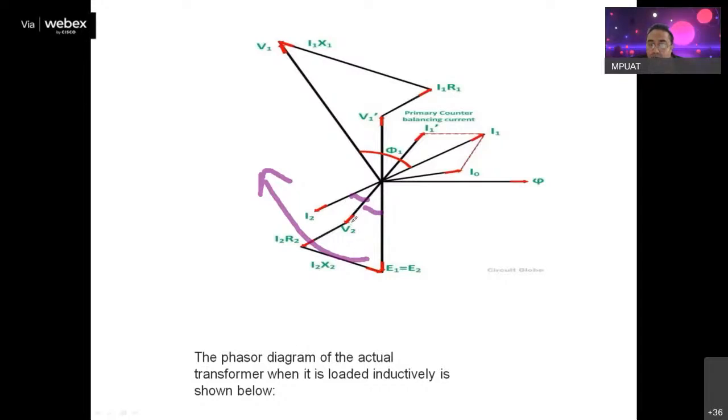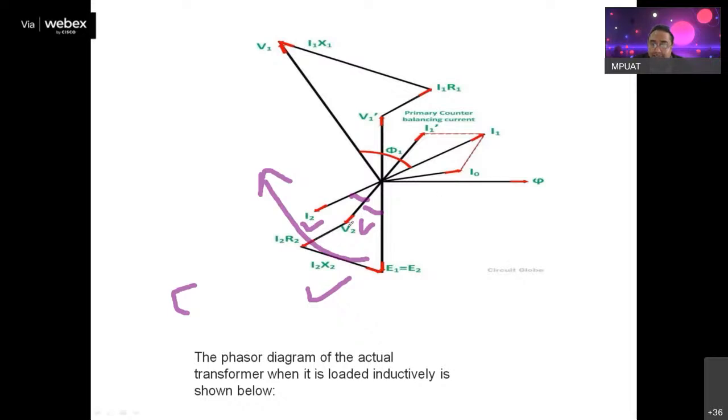Okay, it is clear. Now this E2 is balanced by three drops. One is the terminal voltage across the load, another is the drop across the secondary resistance R2, and another is the drop across the reactive impedance, the reactance of the secondary windings.